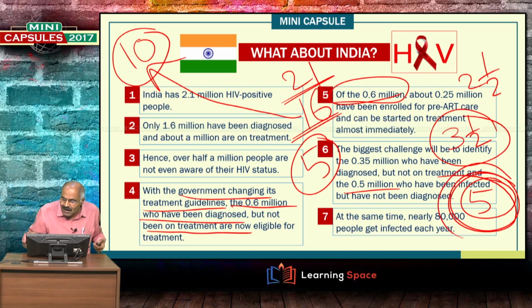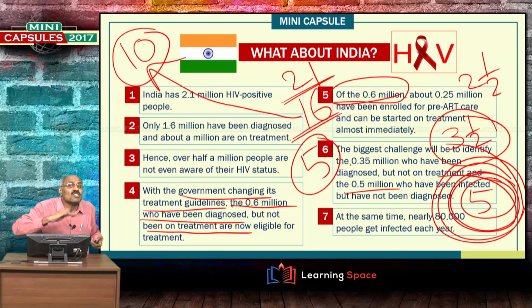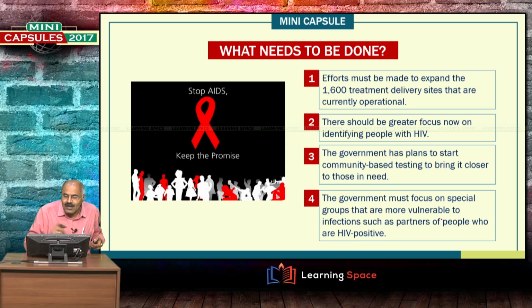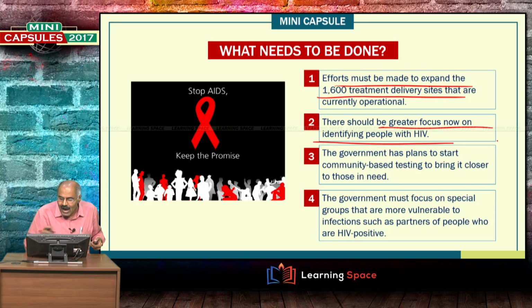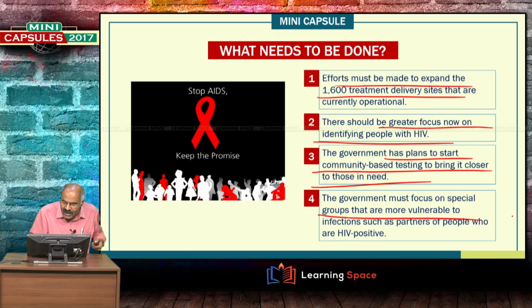Because if these people are not tracked, then what happens? Infections will increase, because in India new infections are 80,000 every year. You got the point here. Efforts must be made to expand. At present, we have 1600 treatment delivery sites, and they must be expanded, and there must be greater focus on identifying people with HIV. The government has plans to start community-based testing, which must be implemented, and the government must focus on special groups who are vulnerable to infections, such as partners of people who are HIV positive.